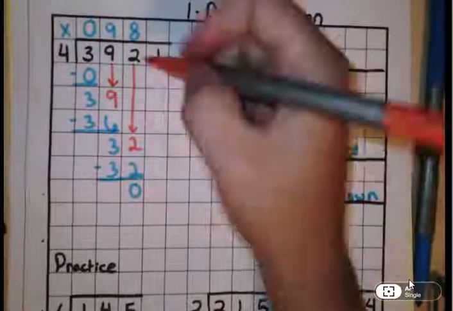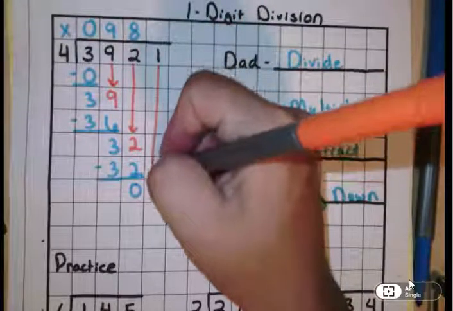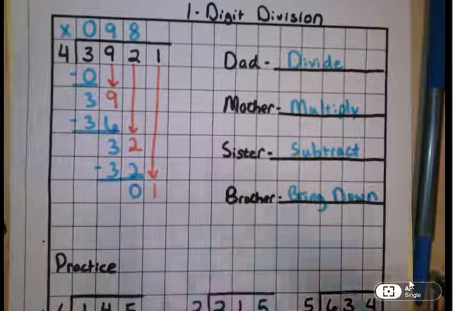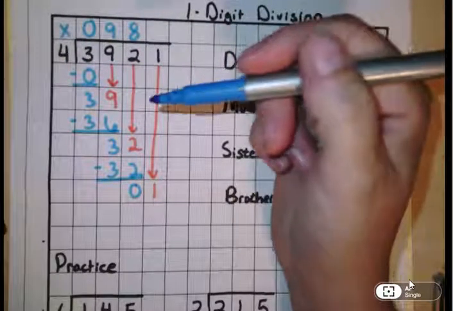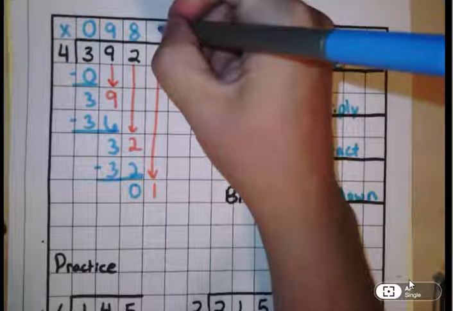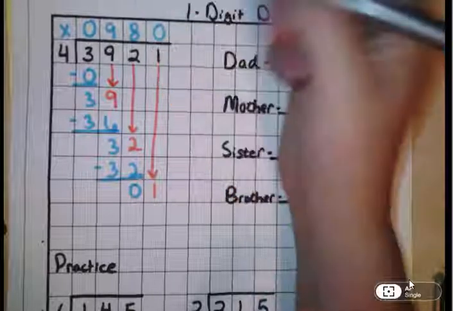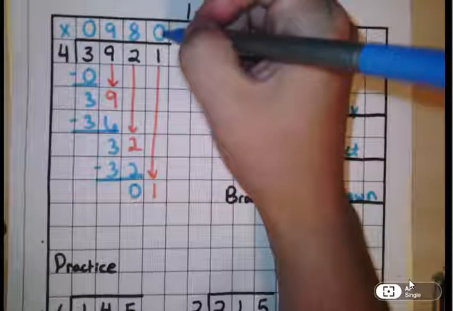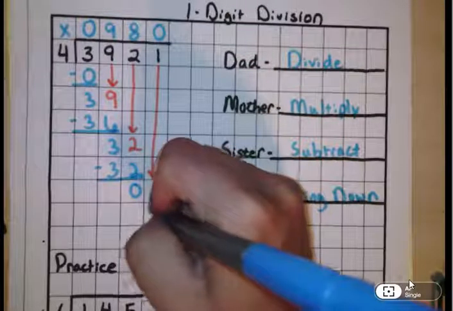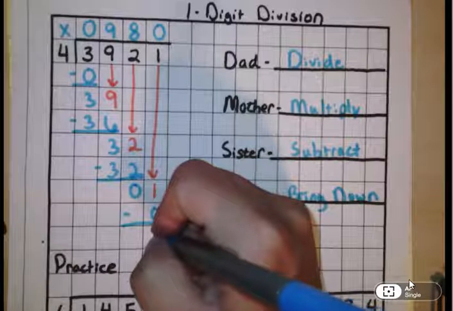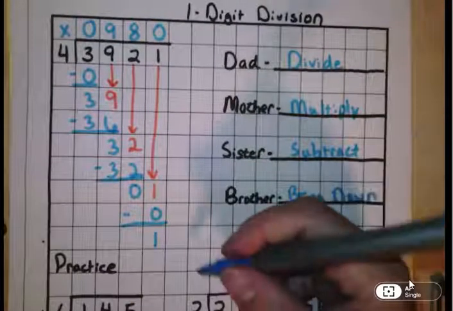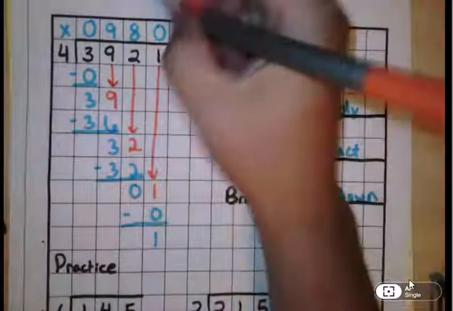And bring down. It's the same steps over and over. How many times does 4 go into 1? Well, I know 4 is bigger than 1. So it goes in 0 times. We just divided. Now we multiply. 0 times 4 is 0. Subtract. 1 minus 0 is 1. And there's nothing else to bring down. So that 1 is now my remainder. So my answer is 980, remainder 1.